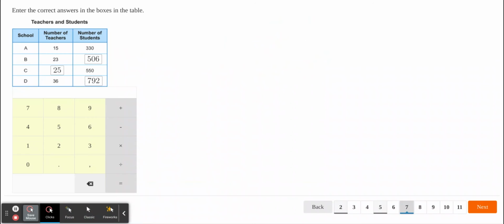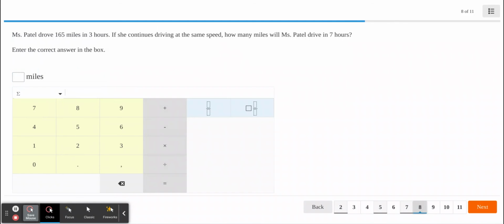All right. I'm going to move on down the line. We did do number 8, so let's work that one together, and then we can skip all the way to number 11 and finish up. So, Miss Patel drove 165 miles in 3 hours. If she continues driving at that same speed, how many miles will Miss Patel drive in 7 hours? And we're going to enter that correct answer, of course, into the box.